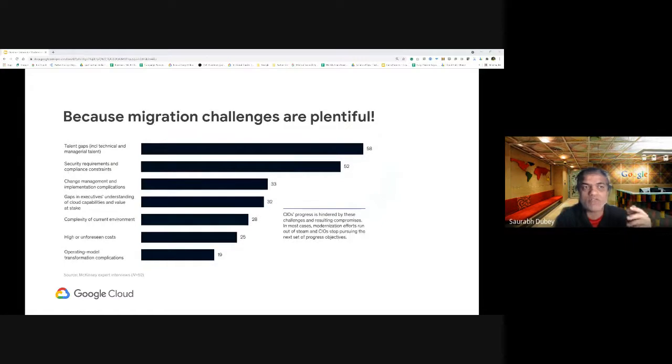Now I'm not going to read this verbatim, but long story short, migrations can be complex and challenges can be plentiful, ranging from talent gaps, security, management, culture, whatever it is, right? That's a lot. But with the help of a cloud provider like Google Cloud and a partner like Quadra, you will easily be able to overcome all those challenges and adopt a smooth data center modernization journey with significant cost savings.